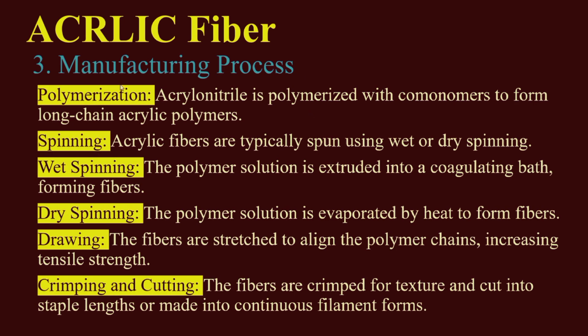What is the manufacturing process? The manufacturing process has different steps: polymerization, spinning, wet spinning, dry spinning, drying, crimping, and cutting. Polymerization: acrylonitrile is polymerized with comonomers to form long chain acrylic polymers. In spinning, acrylic fibers are typically spun using wet or dry spinning.